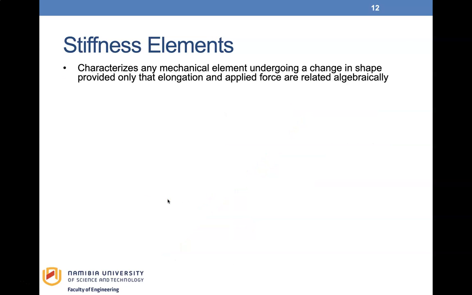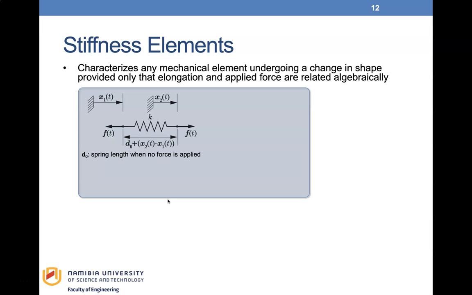The next element is the stiffness element. So we've looked at the mass element, we've looked at the friction elements, now we'll look at the stiffness elements. These are characterized by any mechanical element undergoing a change in shape, provided only that elongation and applied force are related algebraically. So like a spring. So we're talking of a spring, for example, you apply the force and the relationship between the force and the elongation is algebraic.